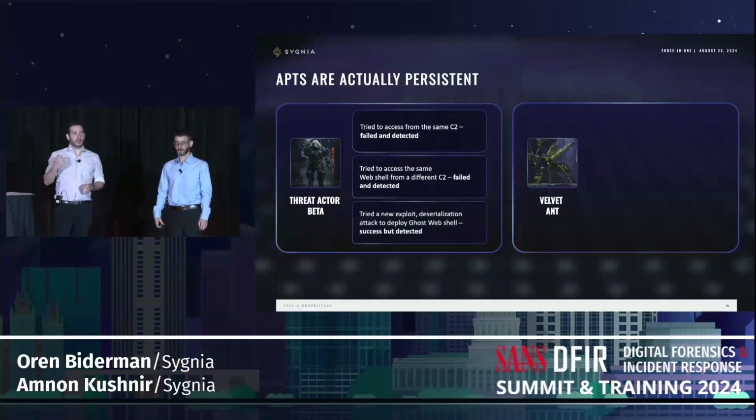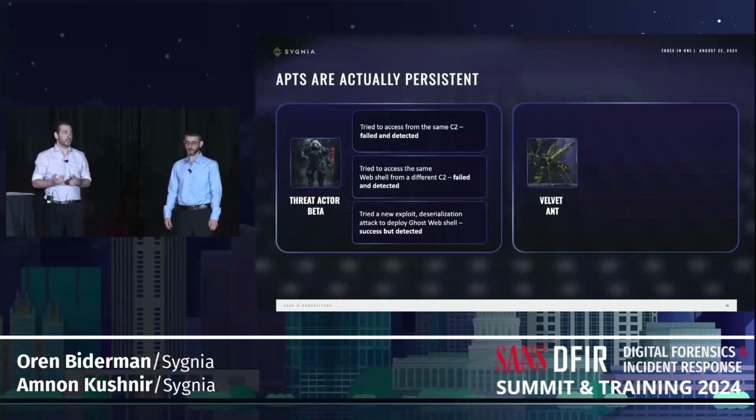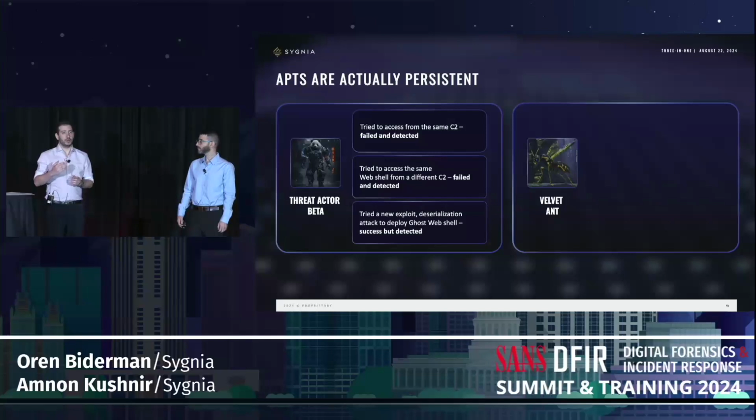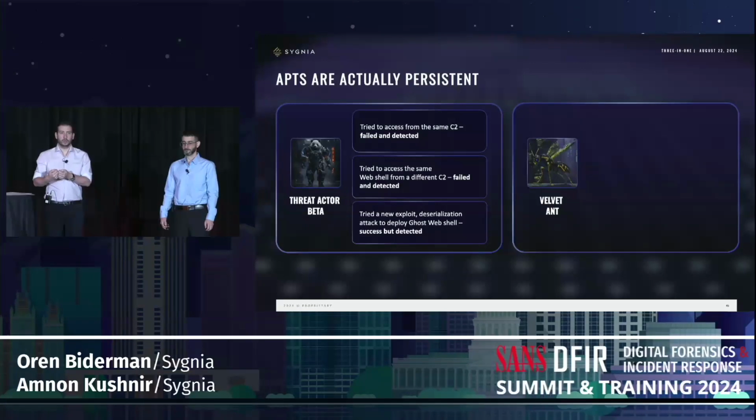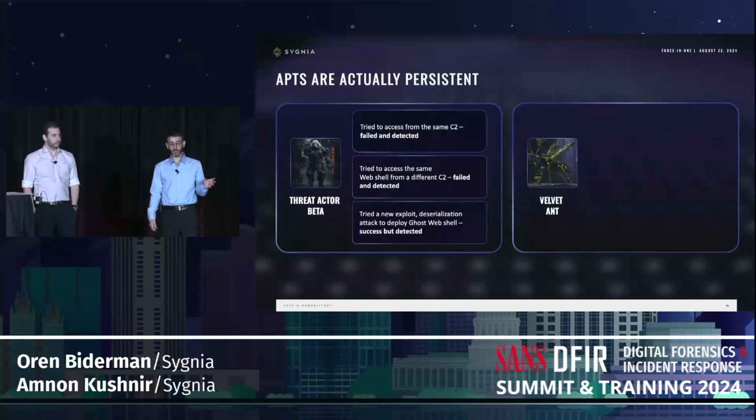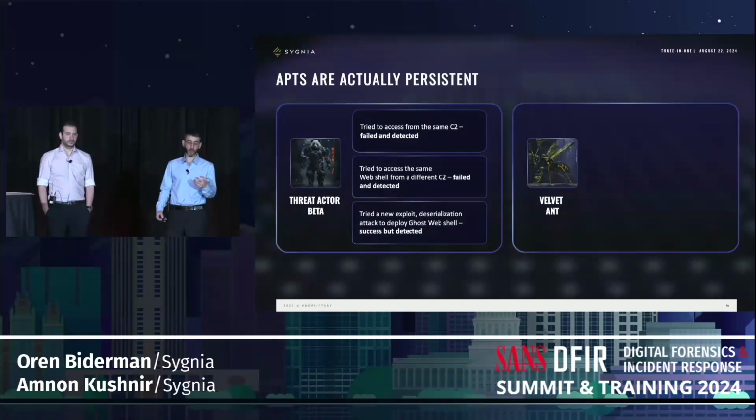Next, they tried to perform some kind of new exploitation, some kind of deserialization attack, and then they deployed a ghost web shell, a memory-residing-only web shell. So this was a success for them. However, we were able to detect and respond immediately since we monitored for the TTP of web shells, which is a process being spawned from a web server process. And this was done given the fact that we were able to monitor TTPs related to threat actor beta. Okay, so APTs are persistent in their attempt to regain access to the network, but they are also persistent within the network, trying to establish their hold on the network.